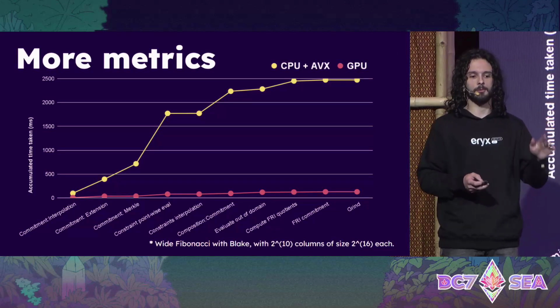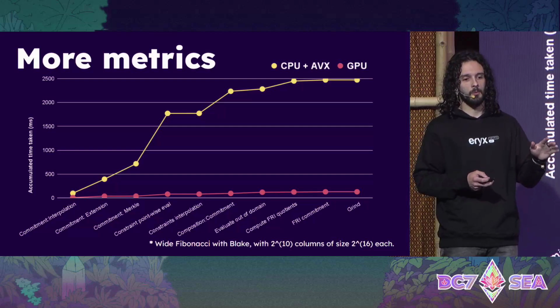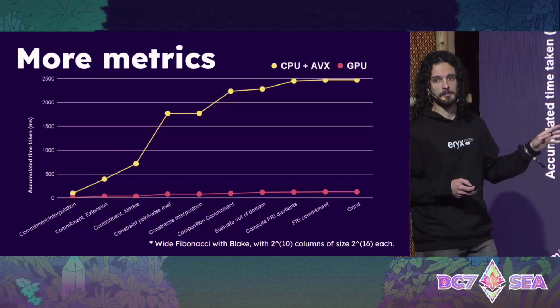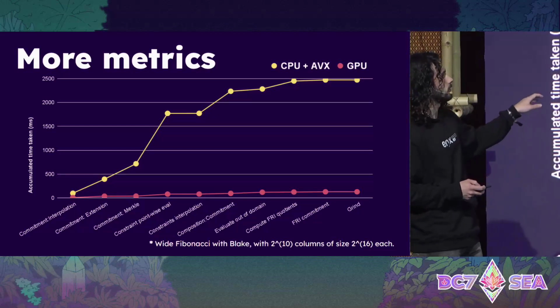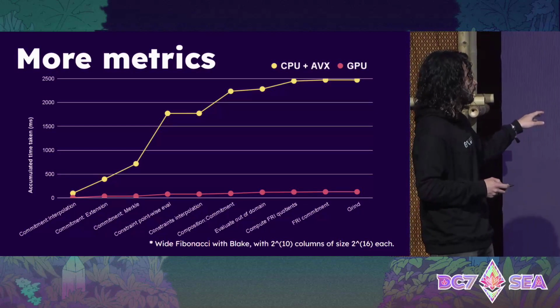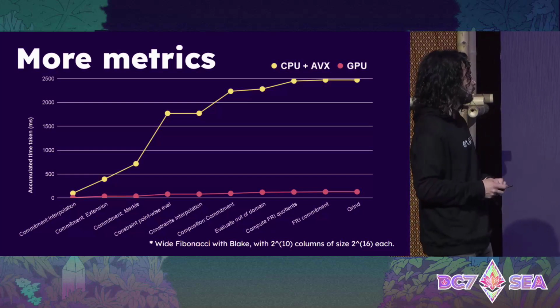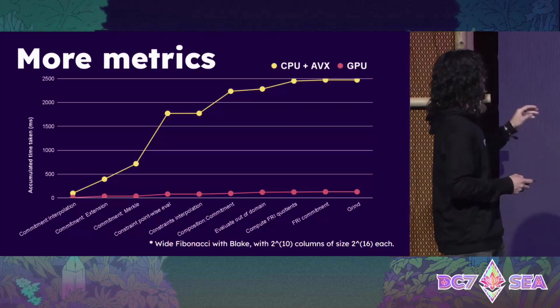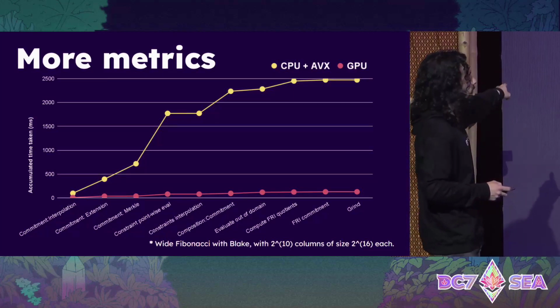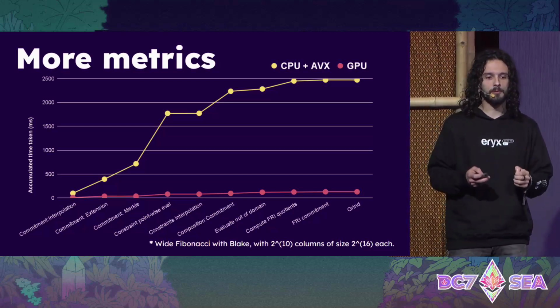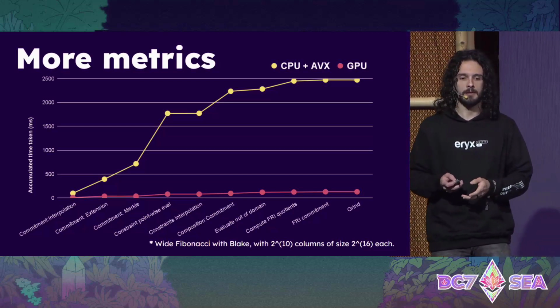This is a circle-stark prover, and we see how GPU makes a difference here in accumulated time measurements. So this is the time that it takes to run the prover up to that point, so it's accumulated. And you see that the differences are abysmal. This is in the order of milliseconds. Okay, so the GPU prover is way faster than CPU using AVX.